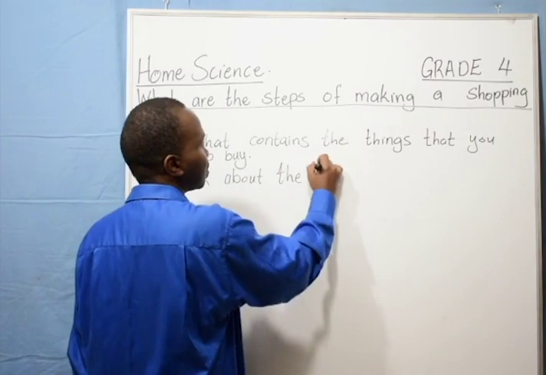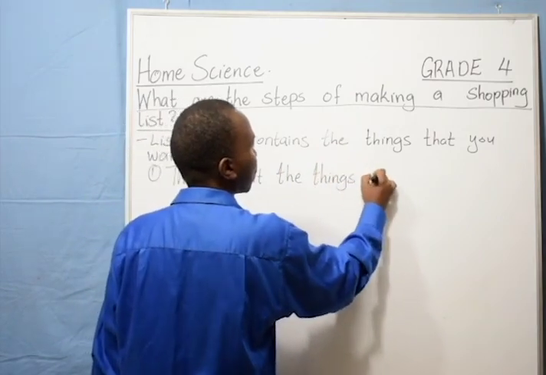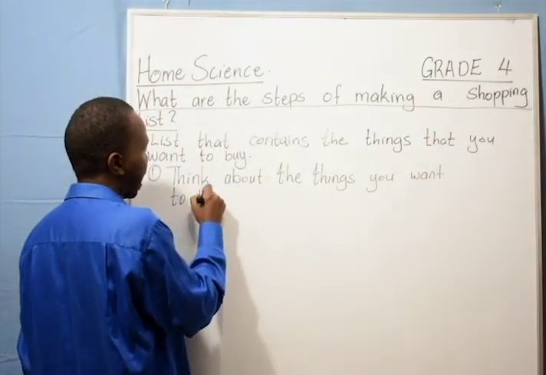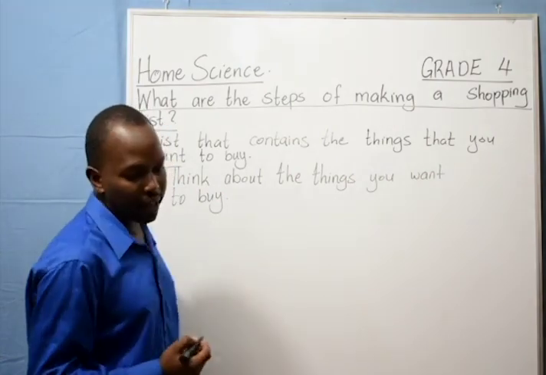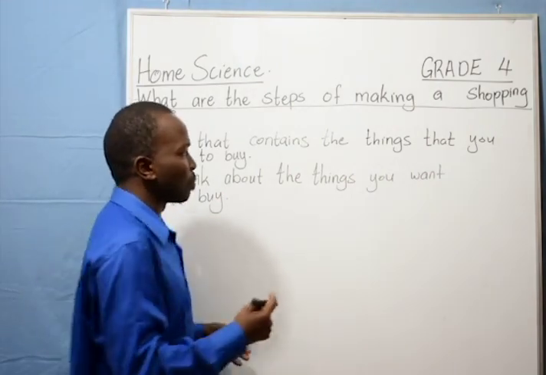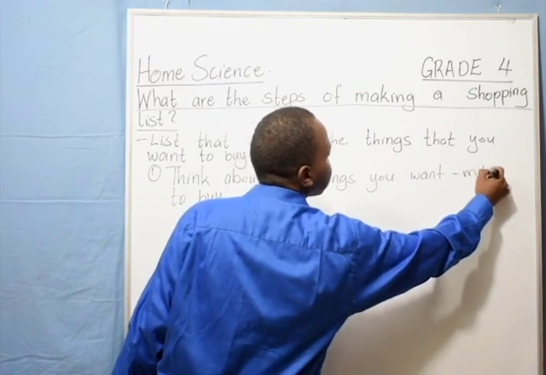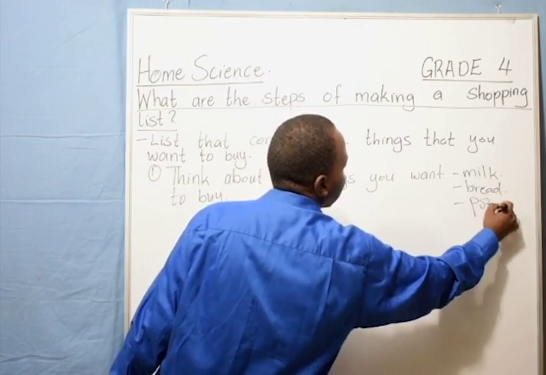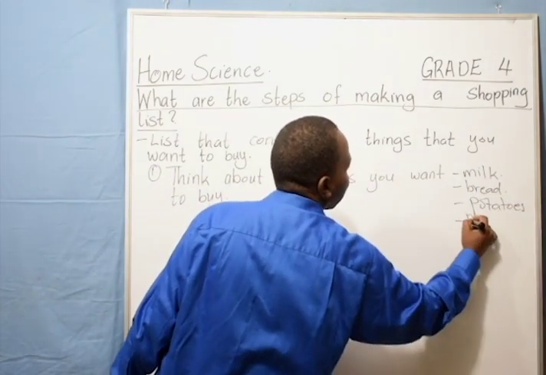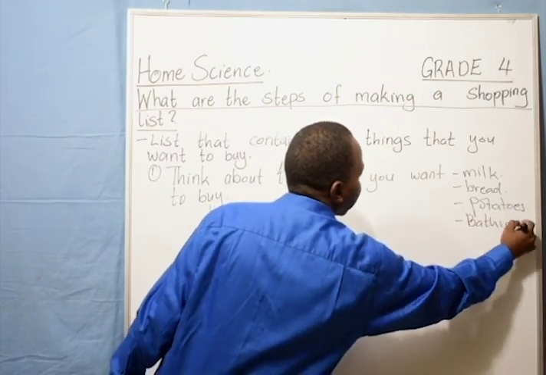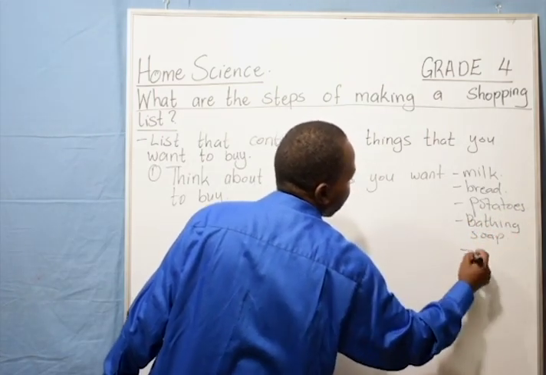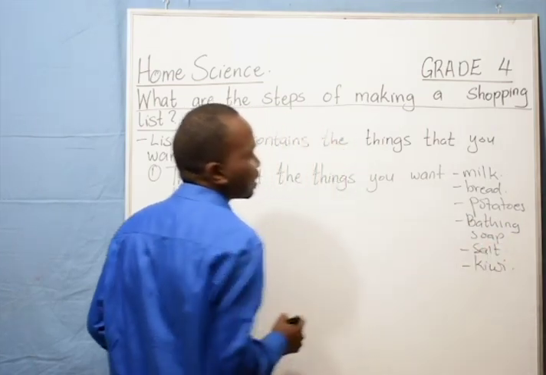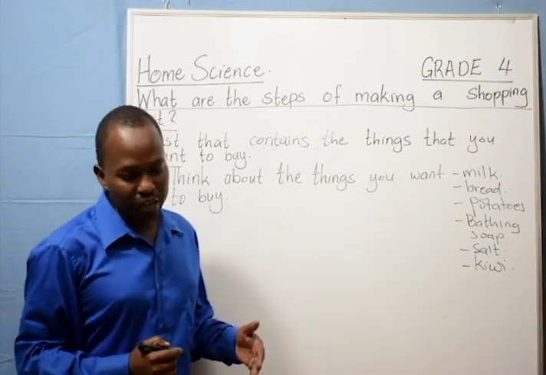the things you want to buy. So all the things you want to buy, you think about them. So maybe you want to buy milk, bread. So you just write it down: potatoes, bathing soap. From there, maybe you want to buy salt, kiwi. All those things that you want to buy, you think about them.